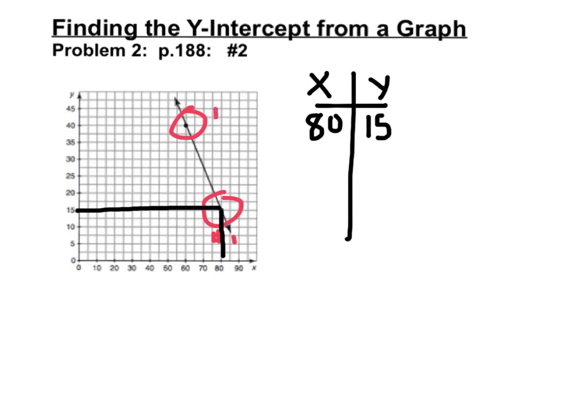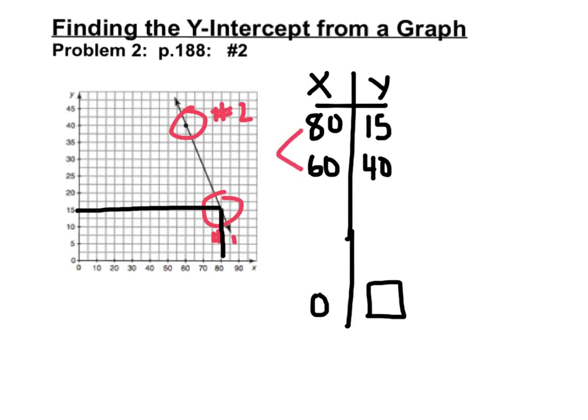Okay, our second point up here, which is farther to the left, so that's why it's going to be our second point, has coordinates of 60, 40. In order to continue our pattern and get ourselves down to 0, comma, whatever it might be, so we can find our y-intercept, we're going to have to extend this pattern.